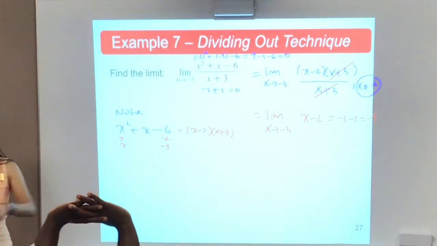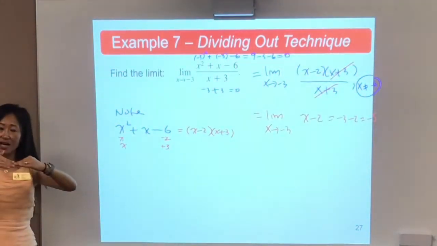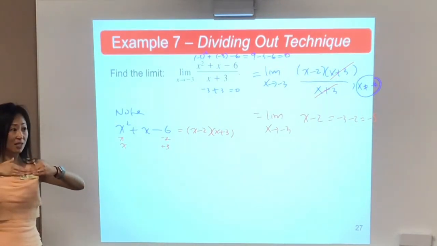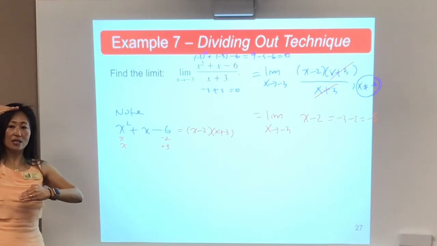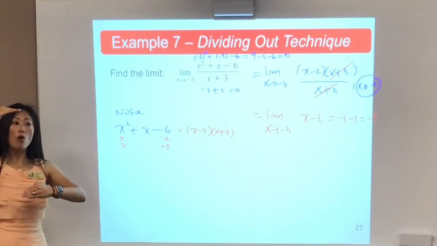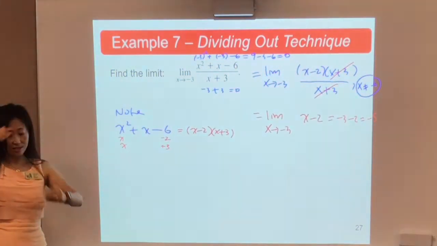Does it have a limit means what? You look at the left hand side, you look at the right hand side, they meet. That has a limit. If they don't meet, what that means? If it's like this, you're gonna say it doesn't have a limit. Also, it's discontinuous.